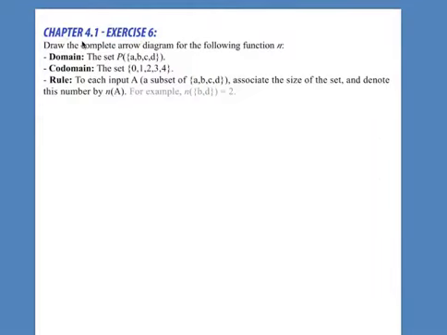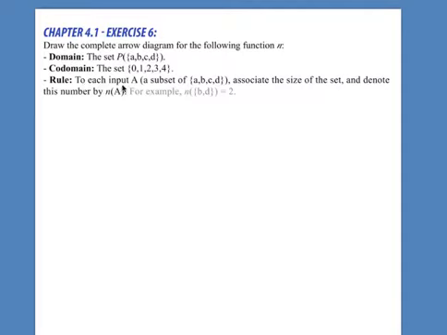Alright, so I'm going to do chapter 4-1, exercise 6. The problem reads, draw the complete arrow diagram for the following function n, where the domain is the power set of A, B, C, and D. The codomain is the set 0, 1, 2, 3, 4.